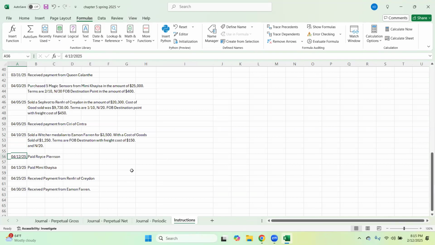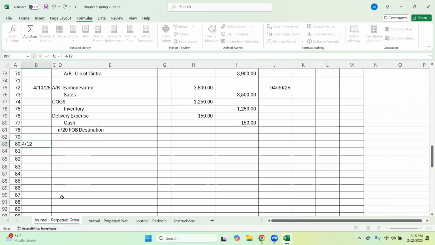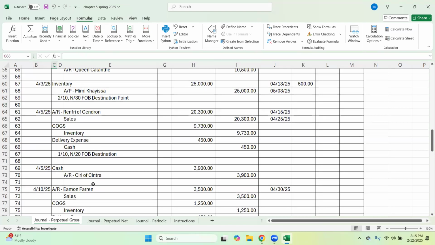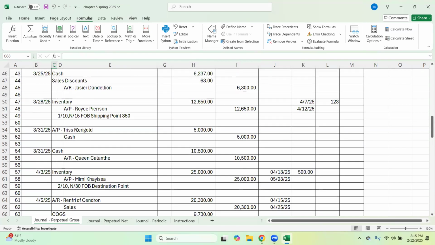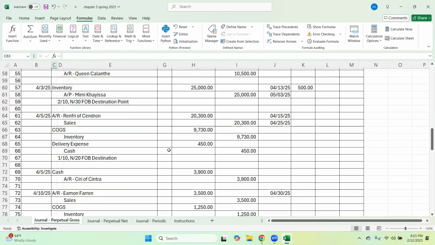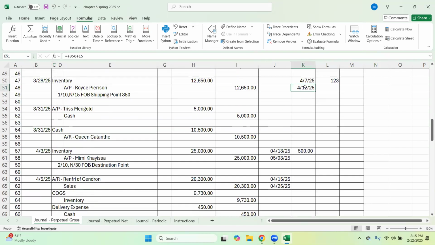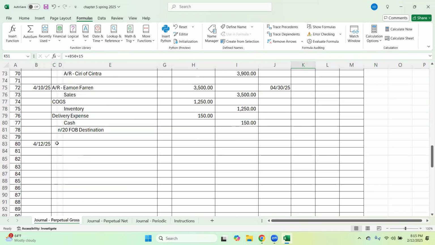On 4/12, we're gonna pay Royce Pearson. I just gotta find him. Right here. And what day are we paying him? 4/12. Oh, look at us. We're not paying within the discount period. So we're gonna have to pay the whole thing.